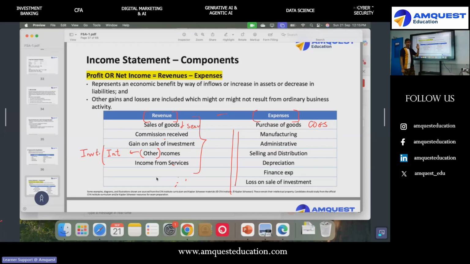Revenue comprises goods and services and every other income. Expenses consist of purchases, admin, manufacturing, selling, distribution, function-wise, and additionally, depreciation and finance. These are additional. Why are they additional? Okay, you tell me, why do I need to show them?